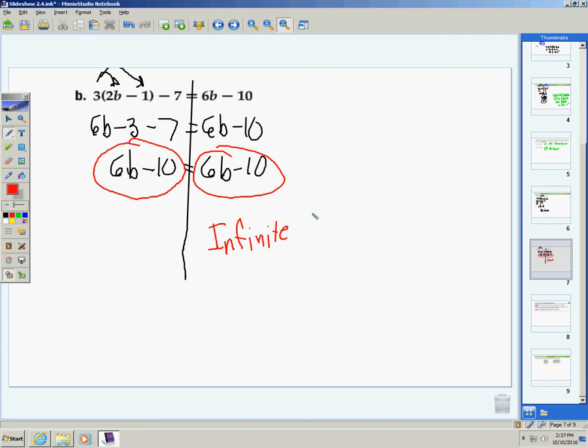This means that I could plug in any number I wanted. I could plug in negative 200,000, I could plug in 5,273,423,118. Anything I plug in, I will always get the same thing on both sides of the equal sign. That's what infinite solutions means.